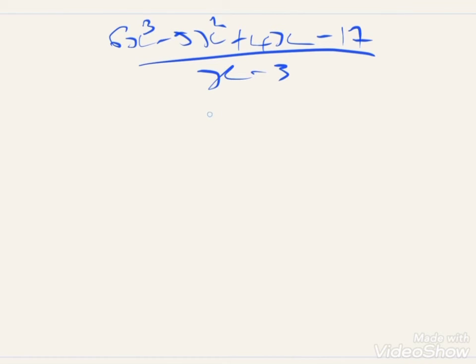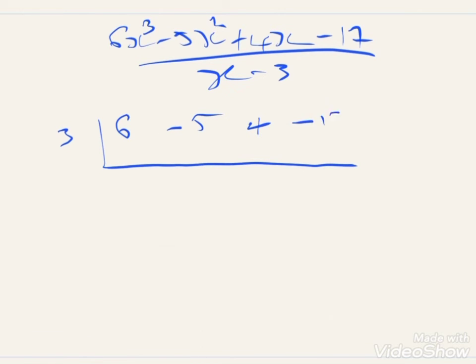Now, letting x minus 3 equal to 0 and solving for x will give me 3. So by synthetic division, bringing down the constant coefficients, I have 6, minus 5, 4, minus 17. Bringing this down, I have 6. Multiplying by 3, I have 18. Summing minus 5 and 18, I have 13. 3 times 13 gives me 39. Summing 4 and 39, I have 43. 3 times 43, I will have 129.